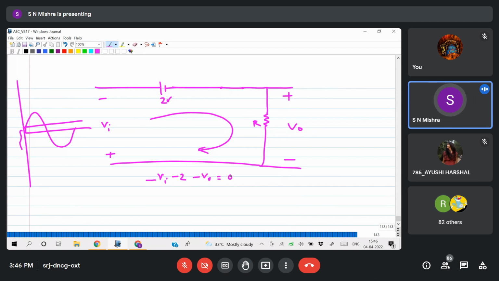Minus V naught equals to 0. So V naught equals to minus Vi minus 2. Or you can also take common: minus (Vi plus 2). Yes or no?